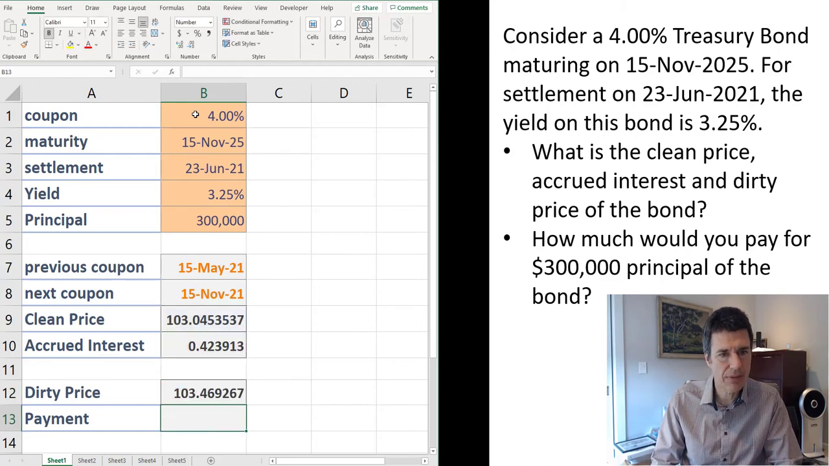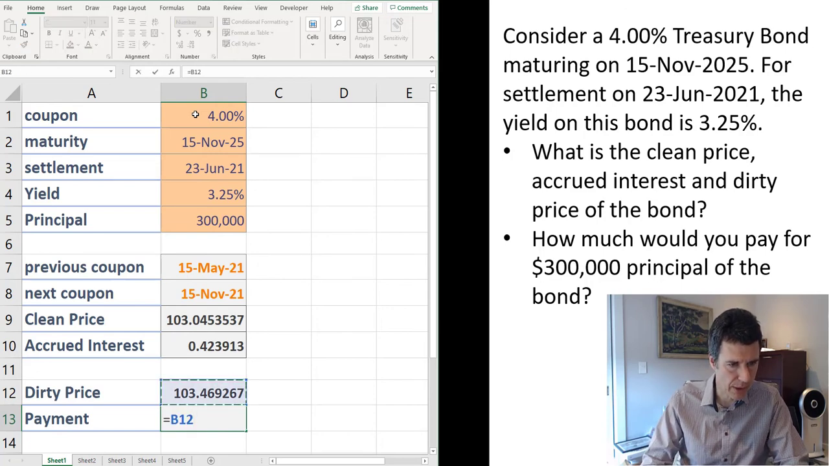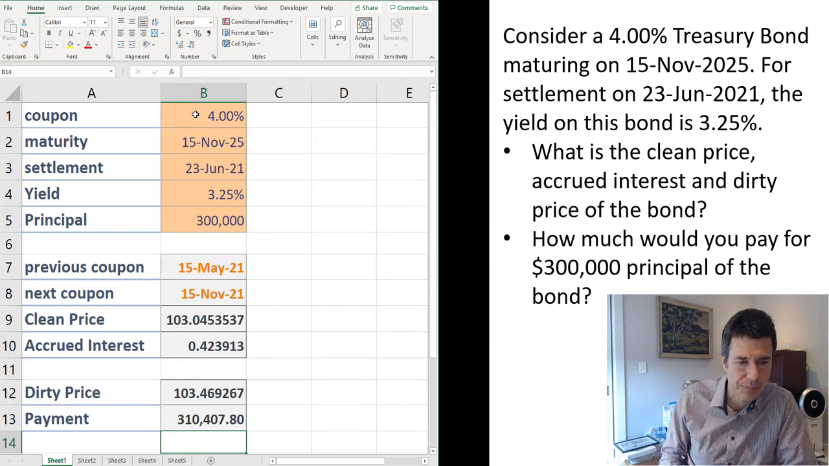And then the payment for $300,000 of principal. Remember these prices, the clean, the accrued, and the dirty. The clean and dirty prices are for $100 of principal. So we have to divide by 100. So that's going to be the payment for $1 of principal, and multiply by 300,000. And we find that if we wanted to buy this bond and it's got a yield of 3.25%, we would have to pay $310,407.80 for $300,000 of principal.